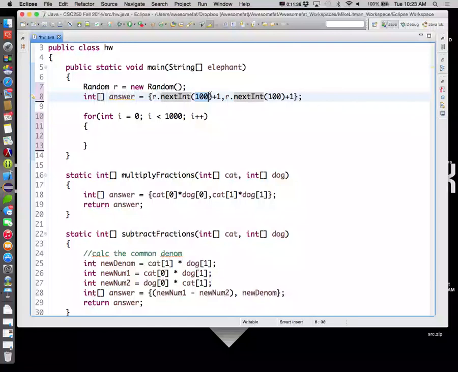This will give us a value, so I'm passing it 100. This will give us a value between 0 and 99 inclusive. So by adding 1 to that, I'm guaranteeing it's a 1 to 100. Adding 1 guarantees it's not a 0, is all I'm doing there. Same thing here. So this is going to be some number between 1 and 100 and some other number between 1 and 100. That'll be our initial answer.